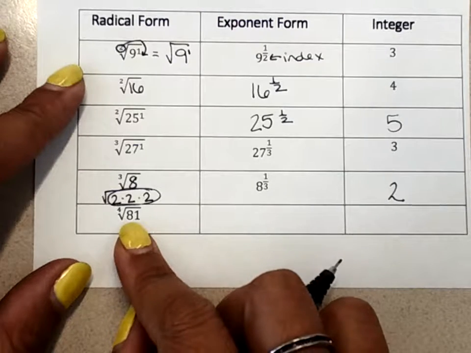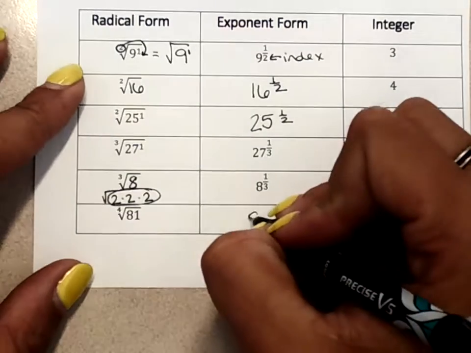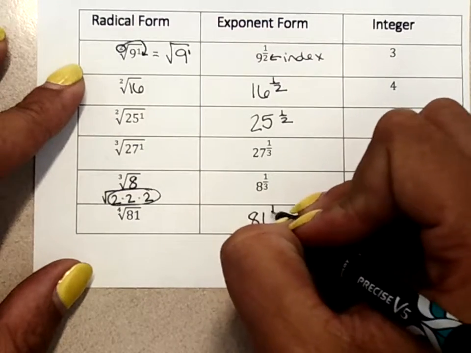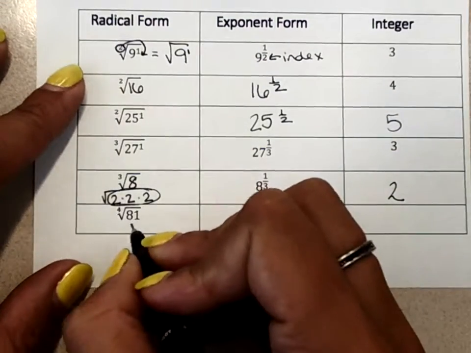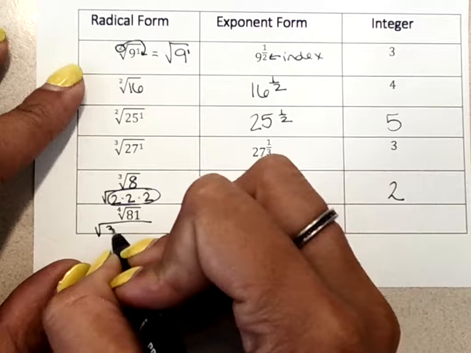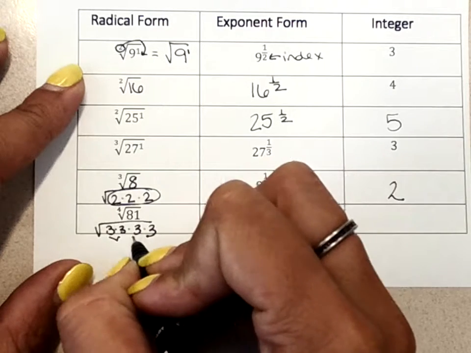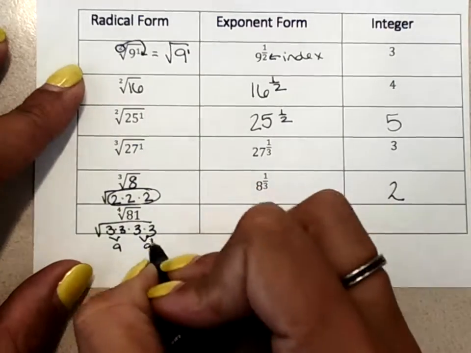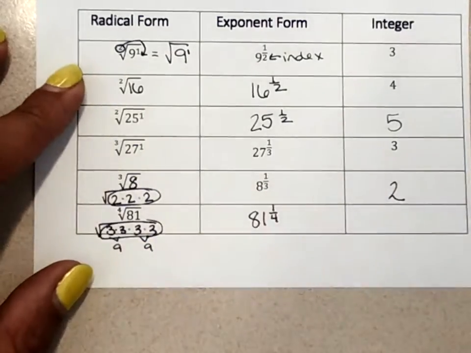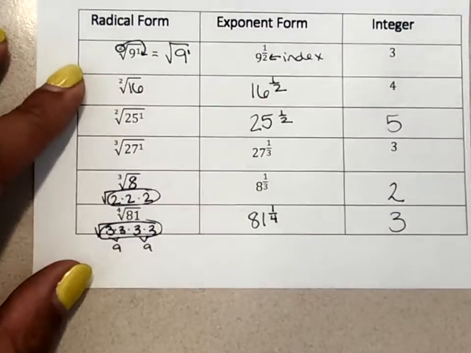In the last example, we have the fourth root of 81, which can be written as 81 to the 1/4. I know that 81 is the same as 3 times 3 times 3 times 3, because 3 times 3 is 9, and 9 times 9 is 81. This is a perfect group, again, of 4. Therefore, my final answer is just 3.